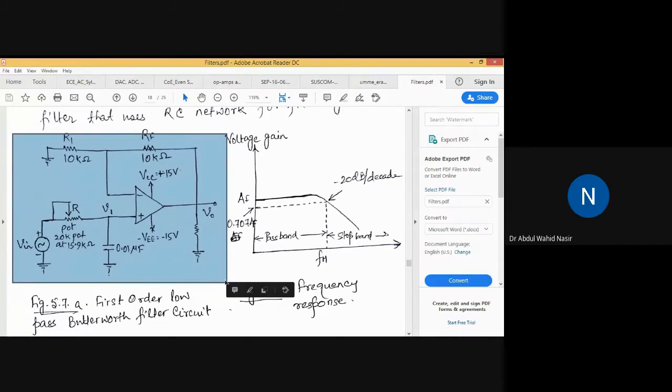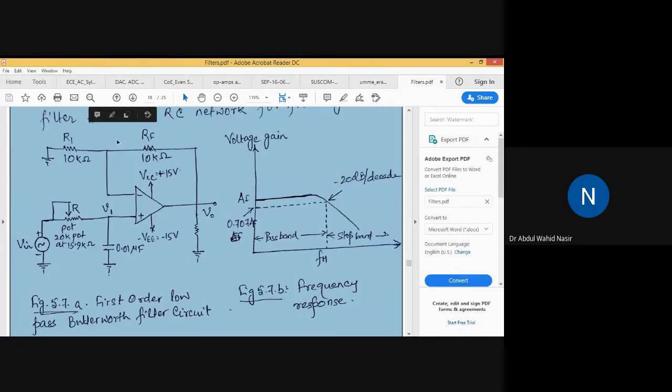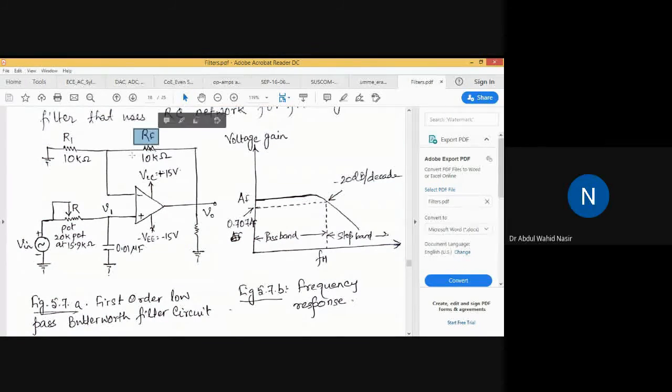Now, the design involves the selection of the passive components, or the values of these components. So what does design of the filter mean? Design of the filter refers to the selection of R1, then selection of RF, then selection of R, and then selection of this C. Here it should be written as capital C; that has been left out, I think, by mistake.